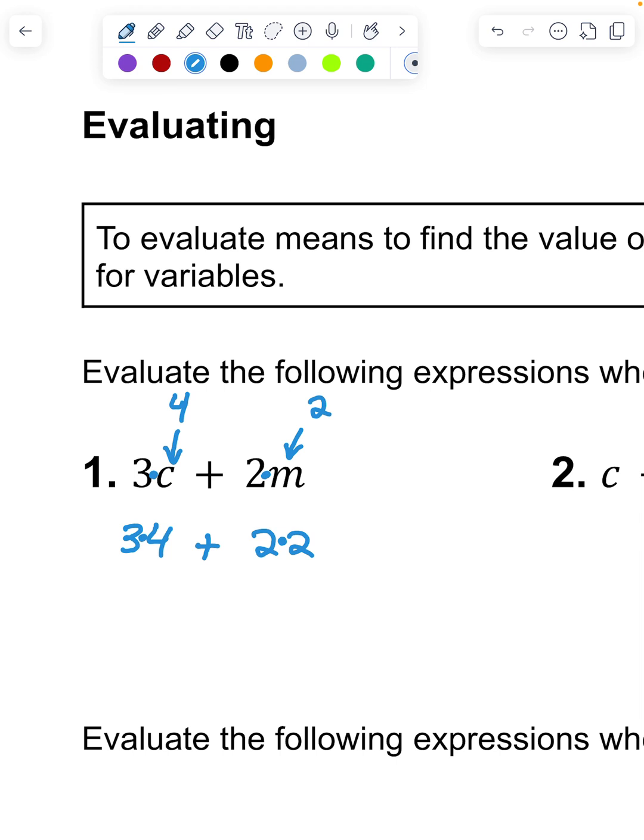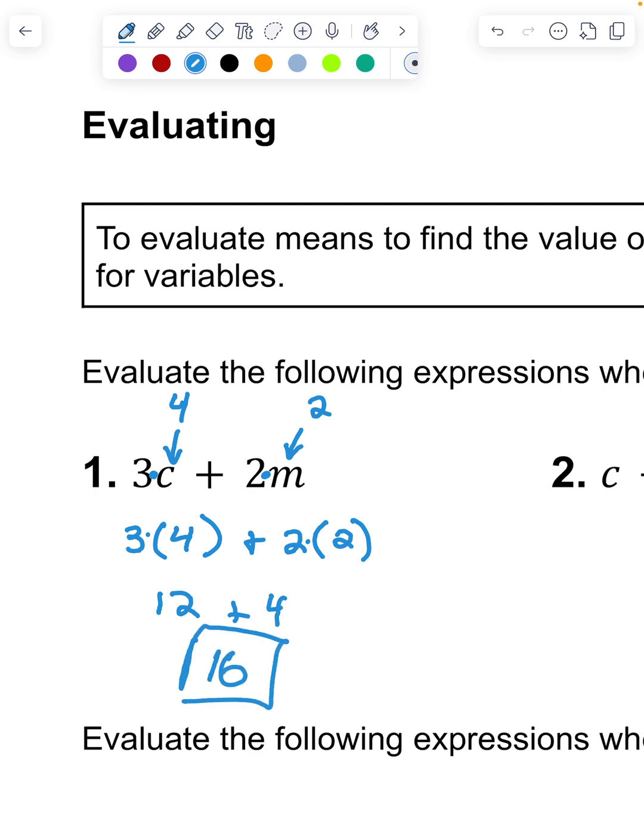It's 2 times 2. So my rule for whenever I'm substituting a value in, replacing it from a variable, I like to put parentheses around it to make it super obvious that I've replaced a variable with a number. Parentheses mean multiplying. So it's super obvious to me or any other mathematician that looks at my work that I replaced a variable with a number and they should be multiplied. So 3 times 4 is 12. 2 times 2 is 4. 12 plus 4 is 16.